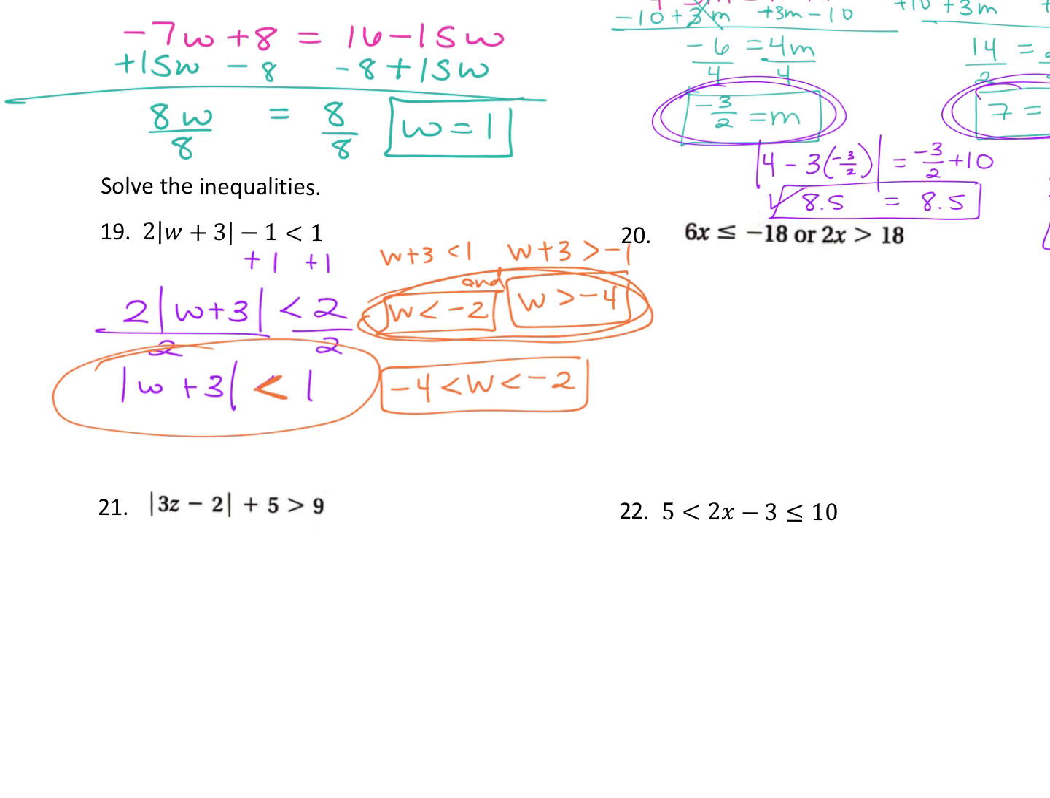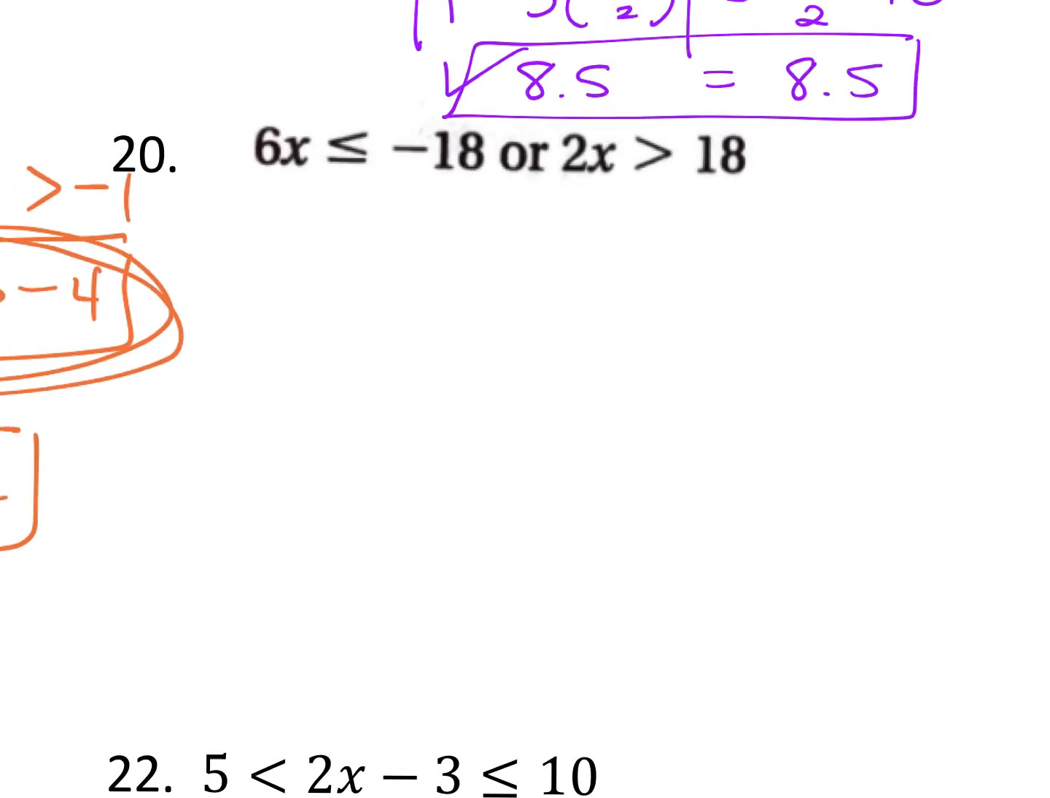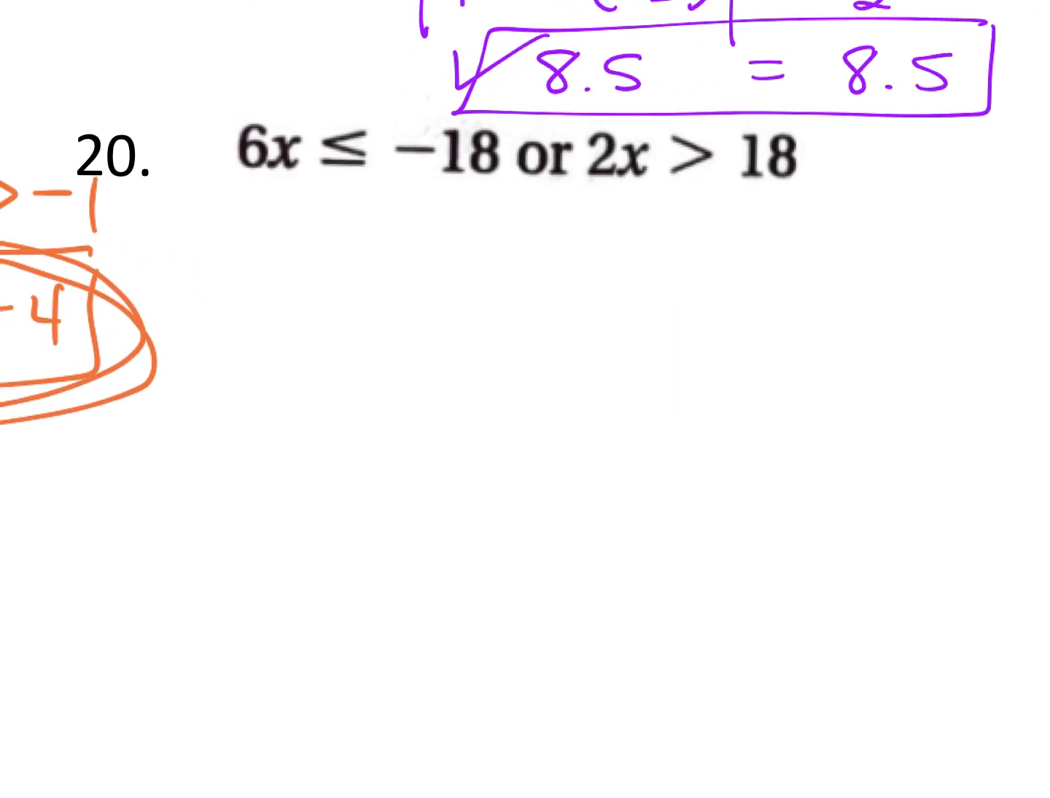I feel like number 20 is pretty straightforward. You get number 20? What do you got to do? Divide by 6 and divide by 2, right? So if I divide by 6, I get x is less than or equal to negative 3. What if I divided by a negative 6? Flip your symbol, okay? Make it greater than or equal to, if that's the case. This one, divide by 2, so x is greater than 9. That's an or, so that's pretty straightforward.